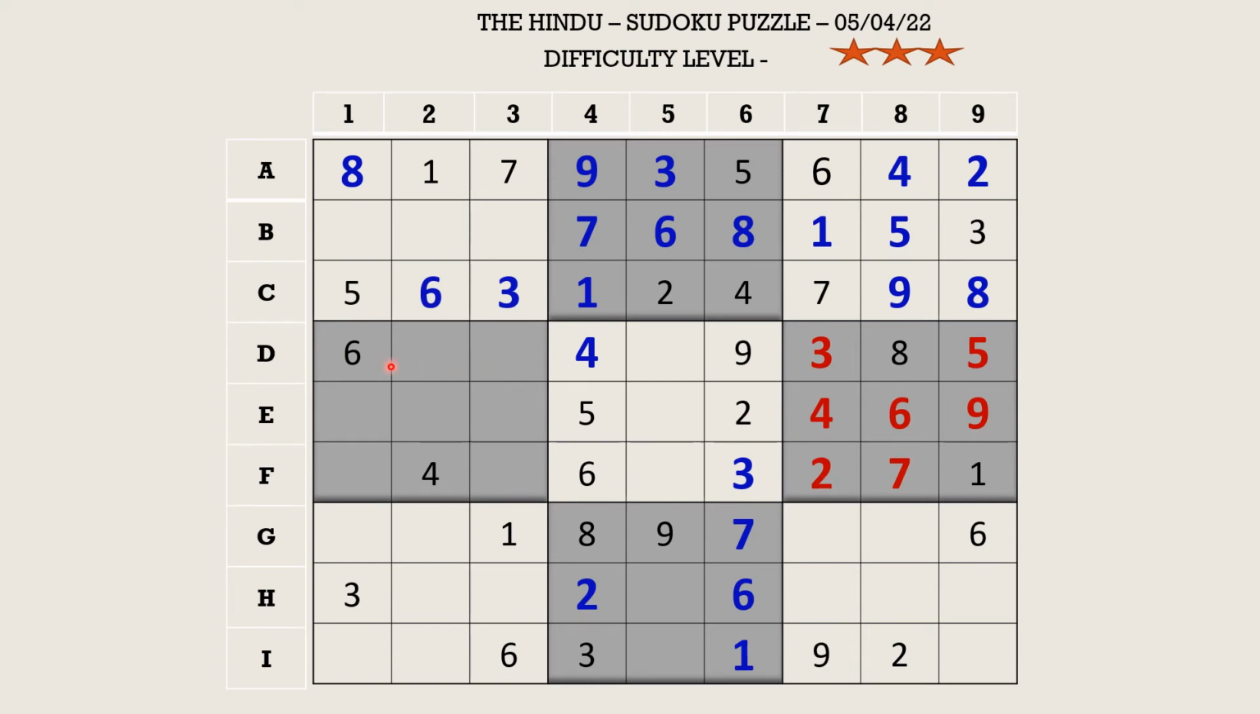Let's try to fill D row now. There is a 1 here in column 2 and a 1 in column 3, which blocks these two cells. So in D row, 1 can be only in D5. Now there are 2 empty cells and the missing numbers are 2 and 7. There is a 7 here in column 3. So D2 takes 7 and 2 goes in D3.